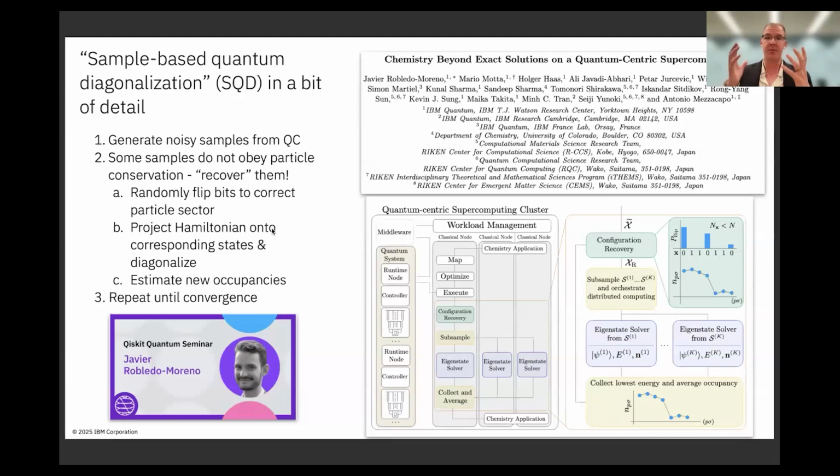And then you can project your Hamiltonians onto those corresponding states, and you can diagonalize matrices using classical HPC, and you can essentially try and recover what was the actual particle conserving state that the quantum computer should have produced, and then you can use that in your ground state estimation algorithms classically, and you can repeat until convergence.